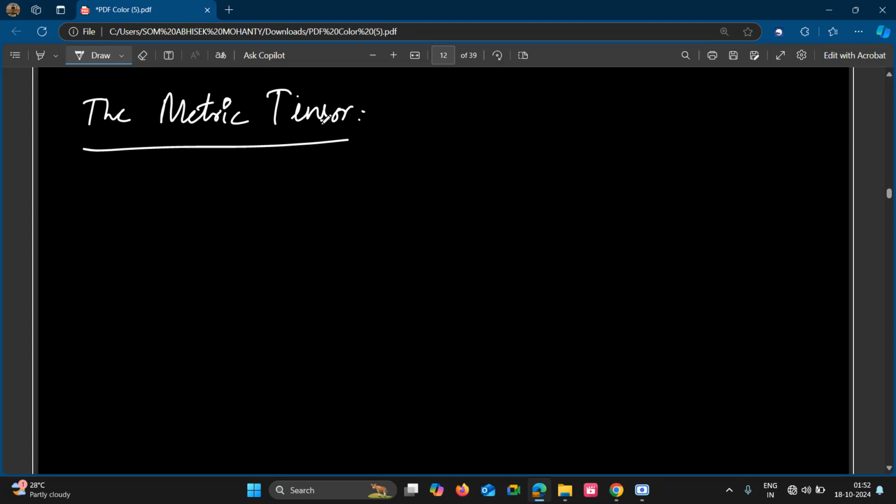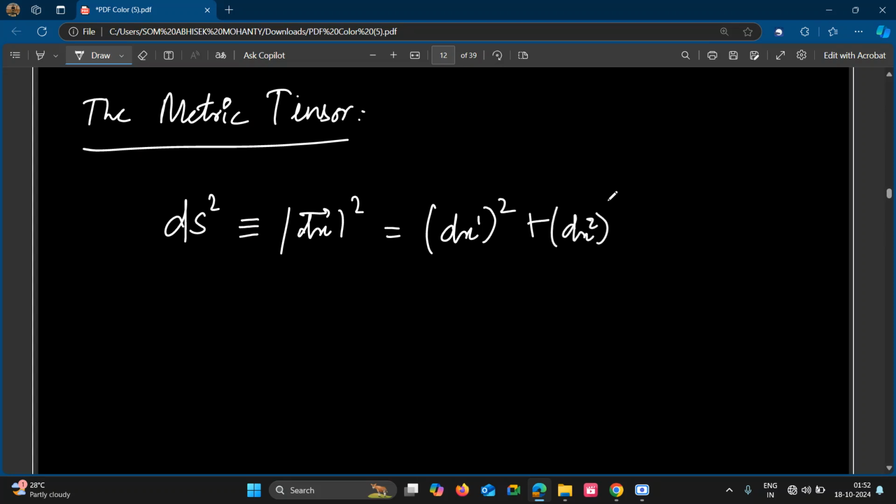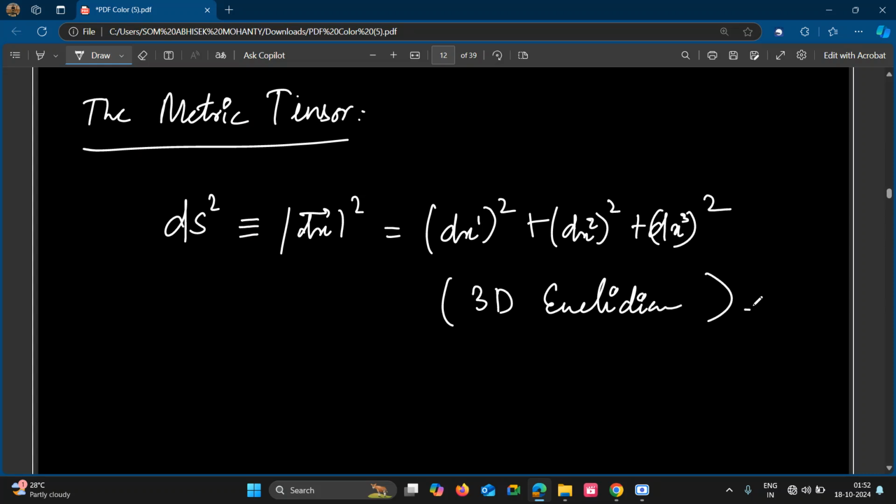In relativity, the square distance element ds square is invariant. We can write it as dx1 square plus dx2 square plus dx3 square, and so on. But this one is in three-dimensional Euclidean space. This is not in your Lorentz space. This is only three-dimensional.